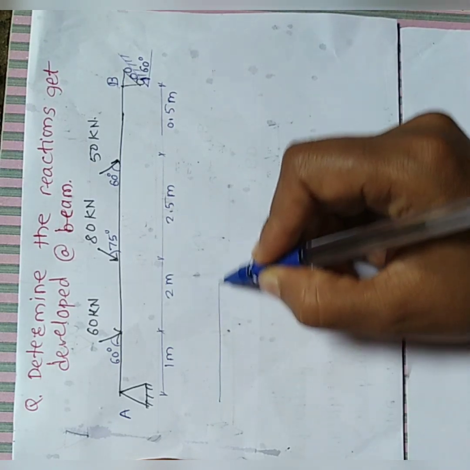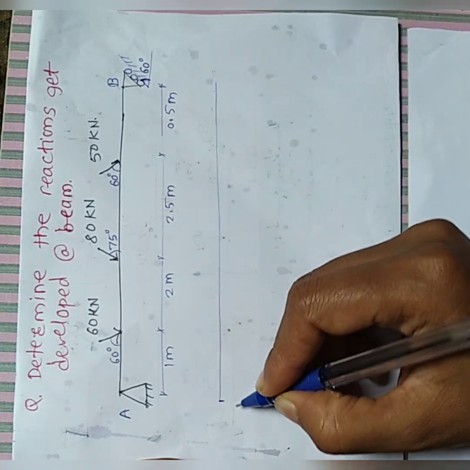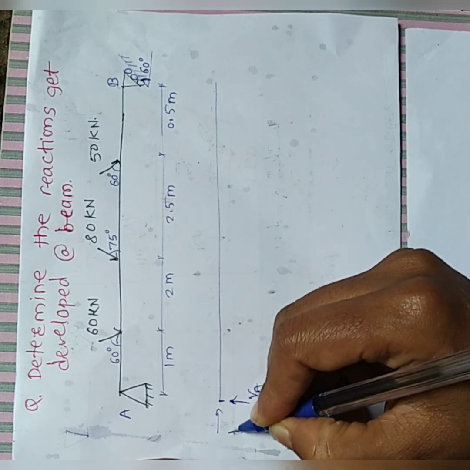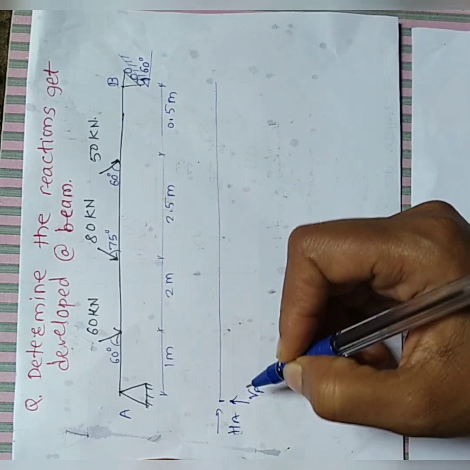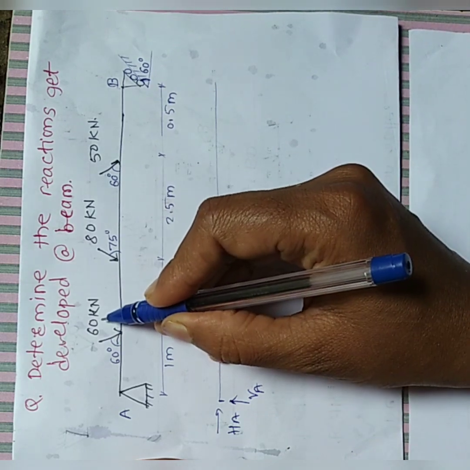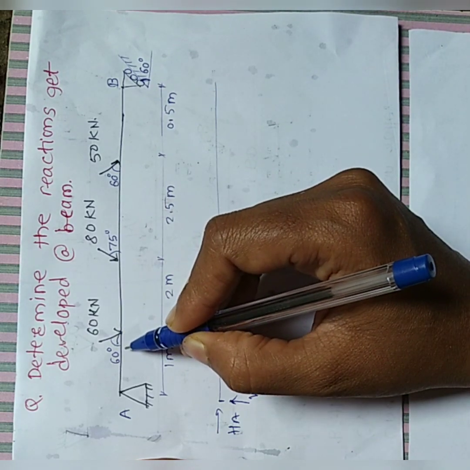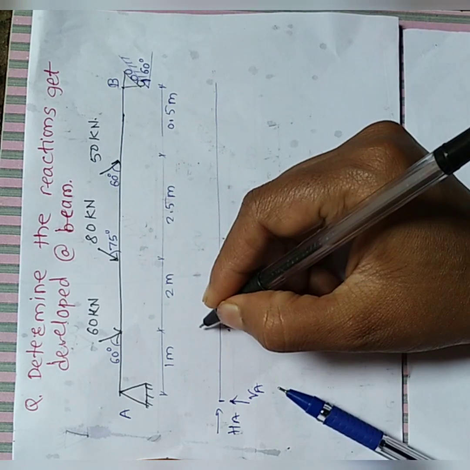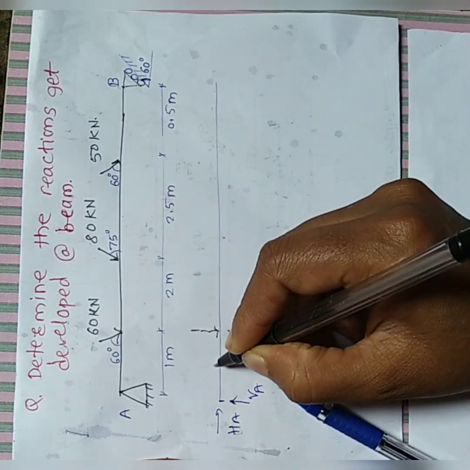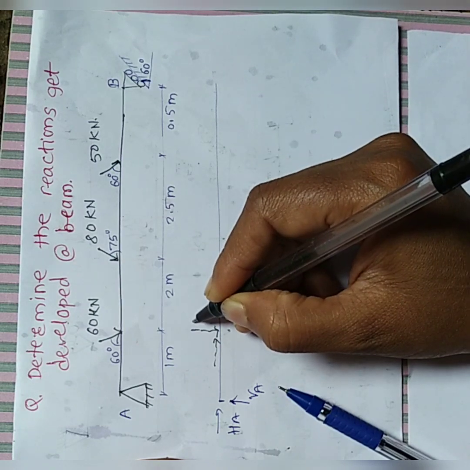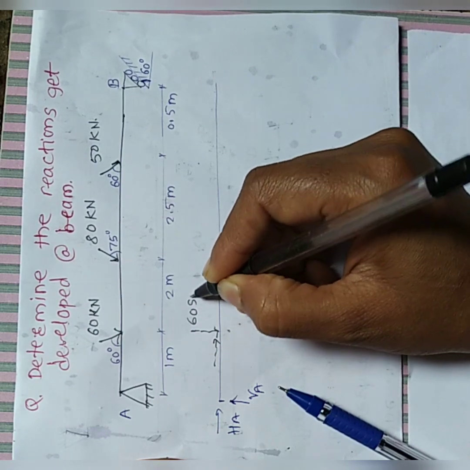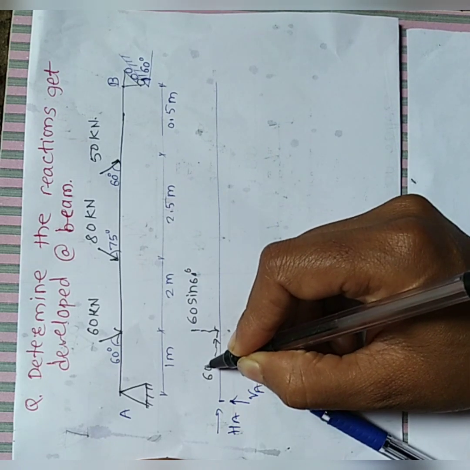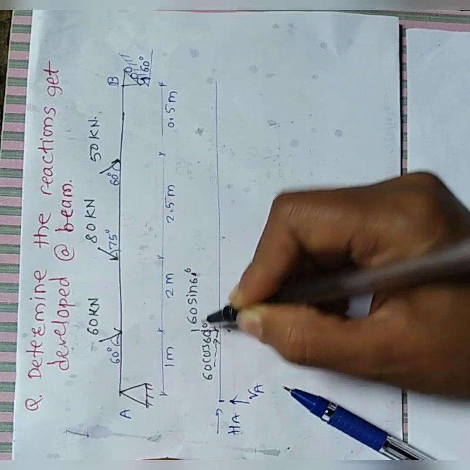To draw the FBD, at point A there are two reactions, a vertical reaction at point A and a horizontal reaction at point A. Then the 60 kilonewton force is inclined 60 degrees with respect to the x-axis. That's why we resolve it into two components like this. This particular component is 60 sine of 60 degree, and the horizontal component is 60 cos of 60 degree.